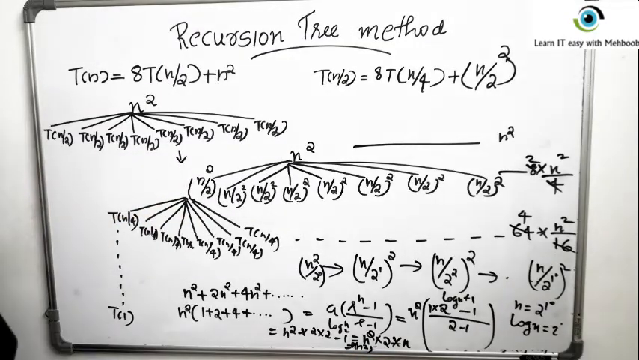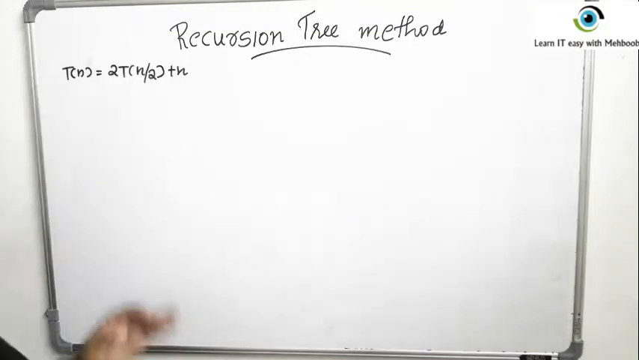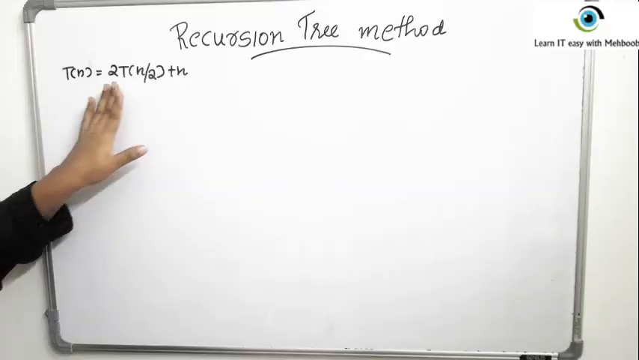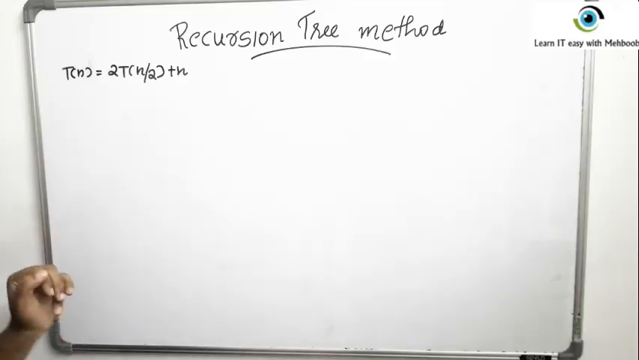So hope you got this. Hope you understood. So we will see more examples. Here goes the next example. T of n is equal to 2t of n by 2 plus n.